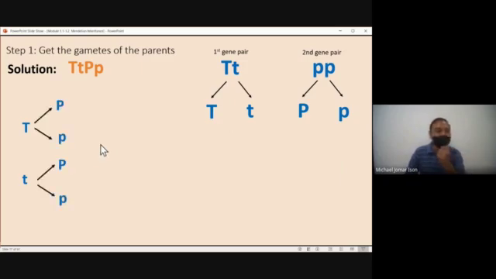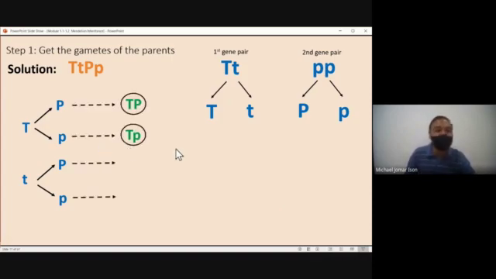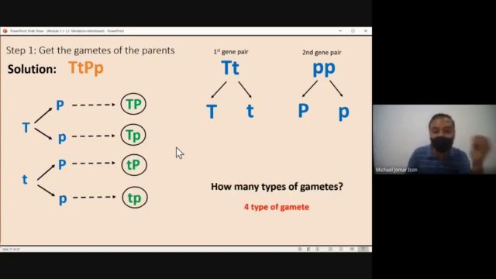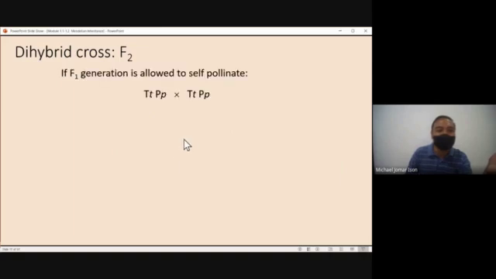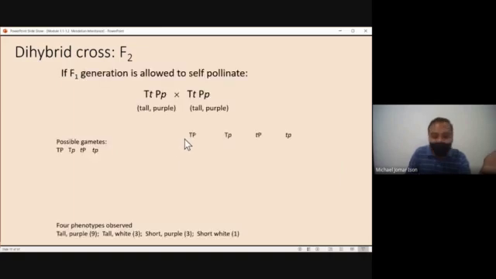And you will get here the gametes: big T, big P; big T, small p; small t, big P; small t, small p. And then how many types of gametes? You will now have 4 types of gametes. Now, to get the dihybrid cross, again, what you'd simply do is to combine these. So we already know that since both of them are heterozygotes, one of the parents you'll be putting on the top of the Punnett square, while the other one you're going to be putting on the side, and then you're going to combine them together.